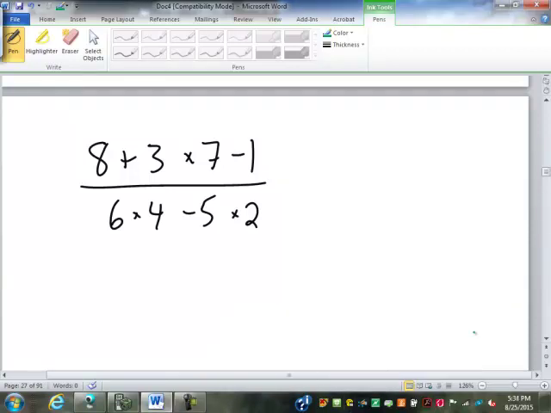So there's a few things going on with this one. We have that fraction bar across there, of course, means we're going to divide, but it's also an enclosing symbol. It separates the top of the problem from the bottom. So we're going to start with the top.